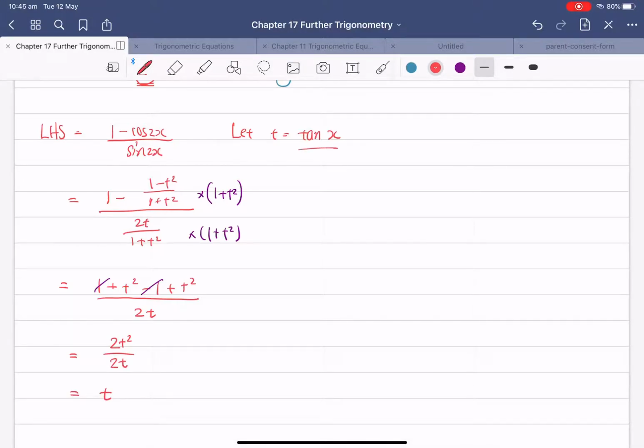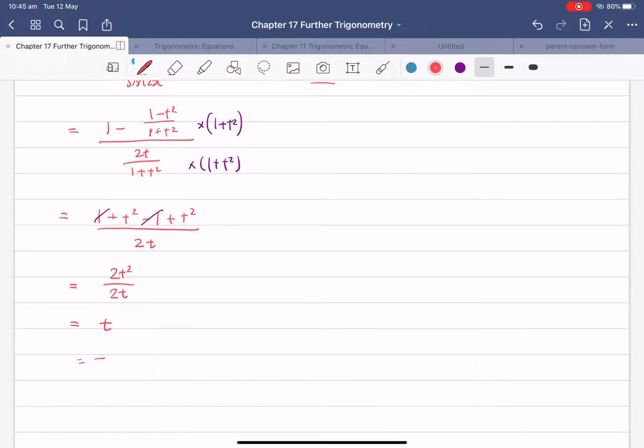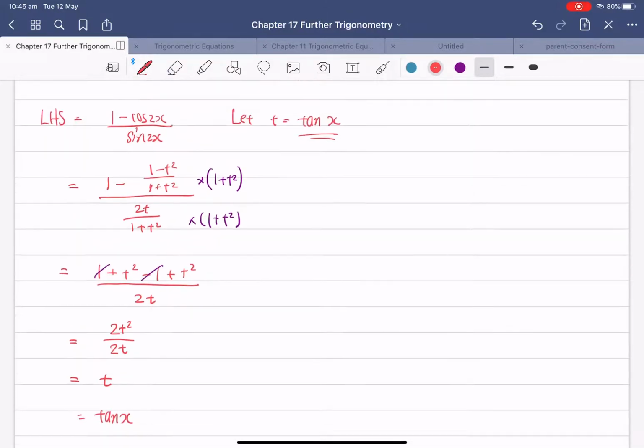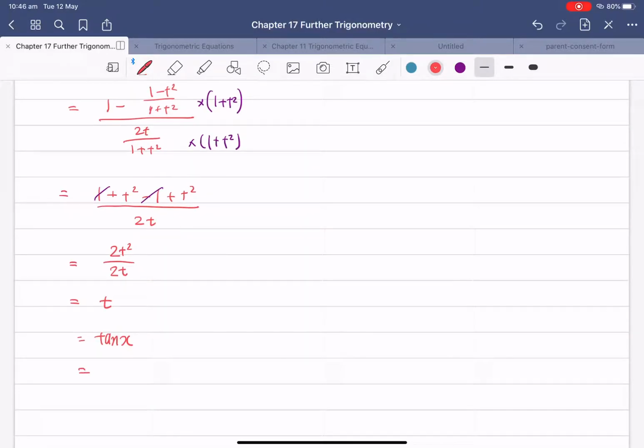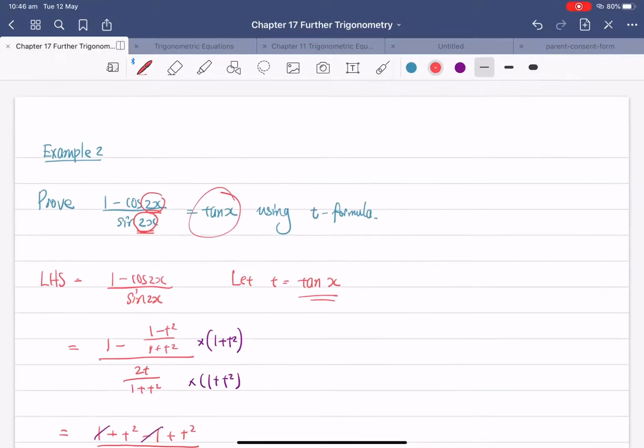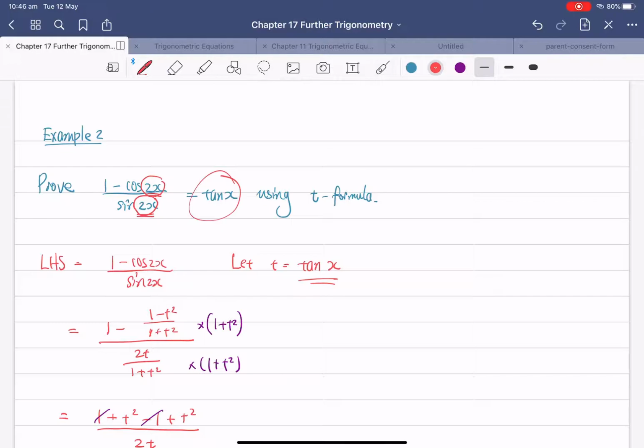And what does t equal? Well, t equals tangent x. So that's just equal to tangent x, which is the answer we need to prove. Again, much, much easier than simply using the double angle formula to prove that. Otherwise, you have to use the double angle formula to prove it, which sometimes students find a bit confusing.